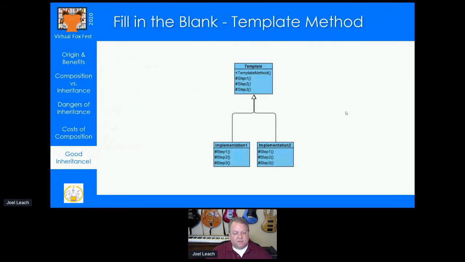Abstract parent classes, by definition, are incomplete, right? And they're intended to be completed by subclasses. This provides that fill in the blank structure we talked about. Inheritance is built into this design. The template method design pattern is a good example of that, and that's described in more detail with an example in the white paper.